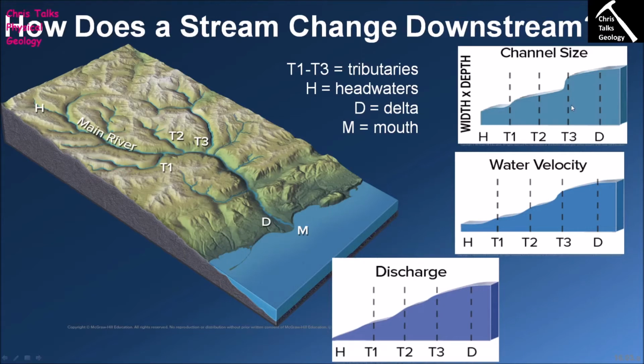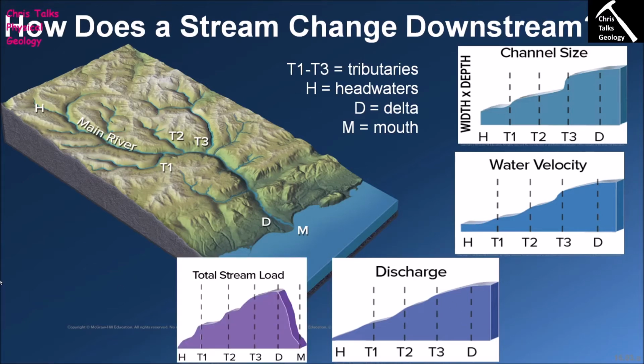And so the channel's getting bigger, the velocity is getting bigger, and so as we progress from the headwaters towards the delta and the mouth of our river system, it means obviously the discharge is going to get higher, because once again, discharge is simply the channel size, the channel area, multiplied by the velocity. And you can see that as we go downhill, both of these values are getting larger, so the discharge will do the same.